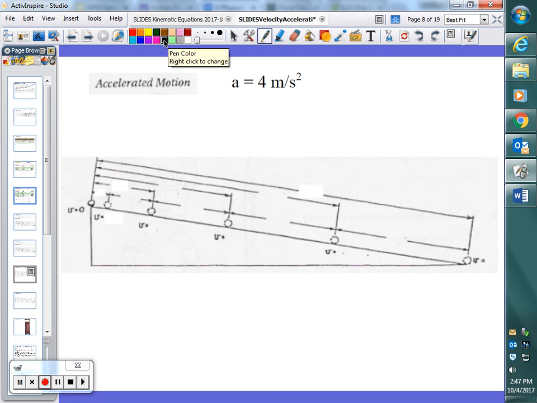We said that we can also write this like this. Yes? Those are the same thing. Okay?